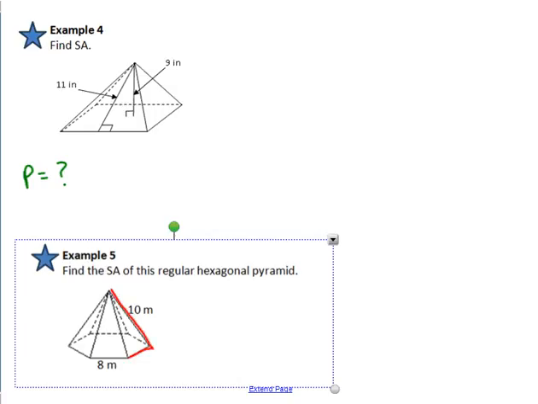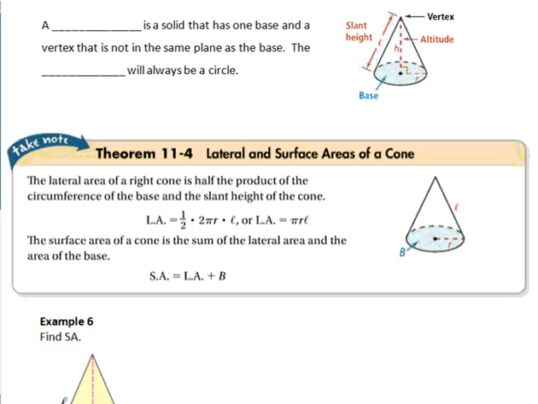And you're given these bases are 8. So you can find that slant height using what you know about trigonometry. We're going to go on from there so we can get to the basics of cones as well. So if we're going on to cones, this is going to deal with theorem 11.4.